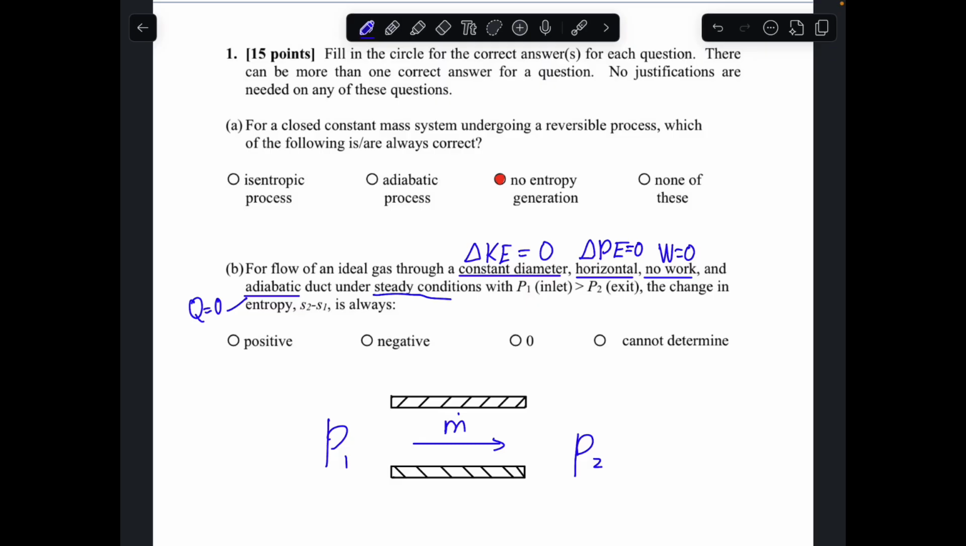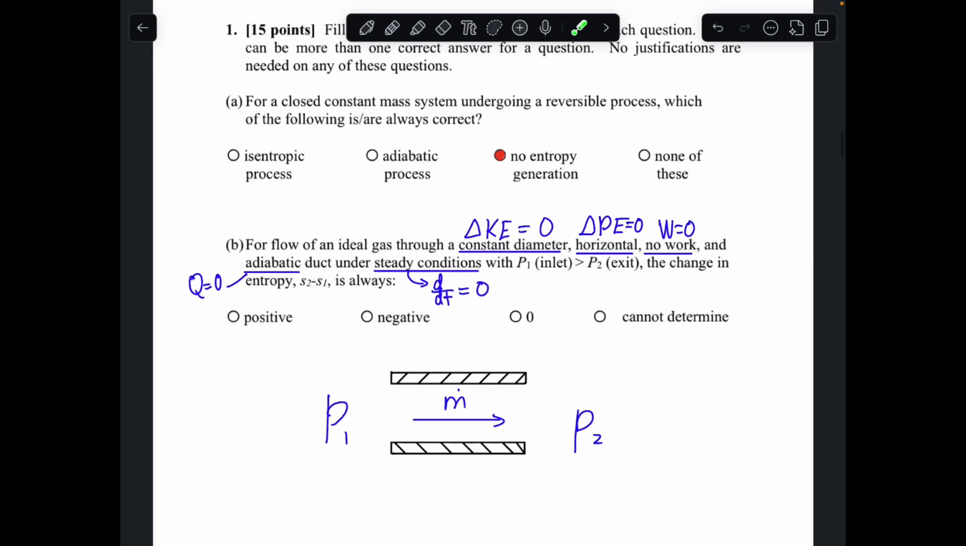And we also see that this is happening under steady conditions. So under steady conditions, any time derivatives, any d/dt is going to be equal to 0. We don't have any time dependency. So we talked about pressure as well. And we can take these assumptions and just apply them to our fundamental laws.